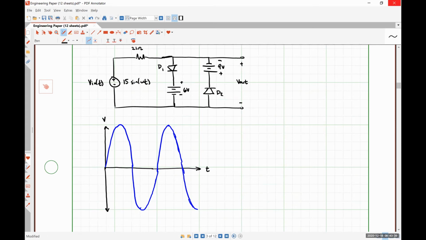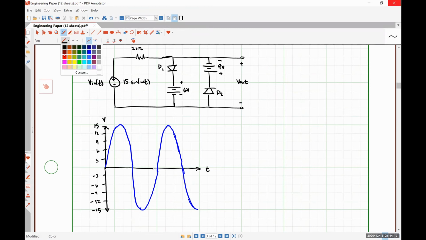So what that's going to do is anytime the input voltage is greater than 6 volts, it's going to pin the output to the voltage of this battery. And anytime Vin is less than -9 volts, because of the polarity here, our output's going to be pinned to -9. So our output should look something like this. Let me draw a scale here. So this is 15, 12, 9, 6, 3, -3, -6, -9, -12, -15.